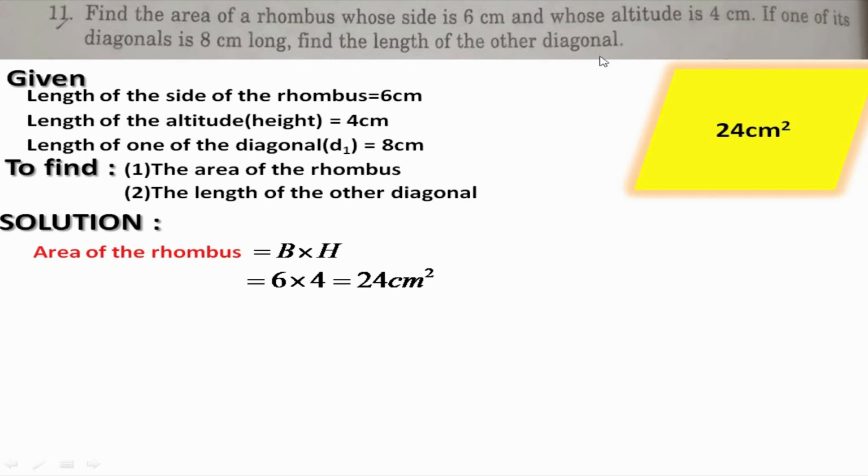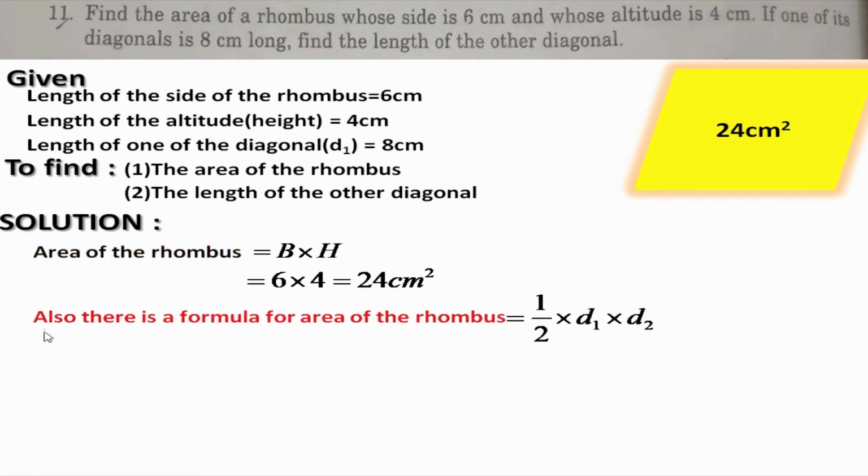But if you want to know the long way, the long way includes Pythagoras theorem. We know the side, we know the length of one diagonal. That is a totally different way to solve it. So first of all, let us see what the short way is. Here in this short way, we have to know the formula.